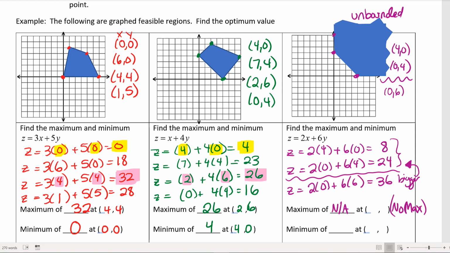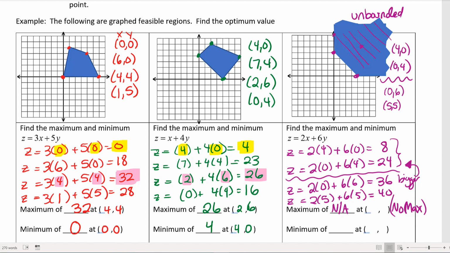Just because we were able to find one non-corner point bigger than the 24, I know it's just going to keep getting bigger. And if you think about it, if you keep going out in this direction, you're going to get more and more bigger values. So if you want to try one more, we can try something around here at like (5, 5). If we try (5, 5), we're probably going to get something again bigger than 24. So we have z equals 2 times 5 plus 6 times 5. And that's already 40, so that's already bigger.